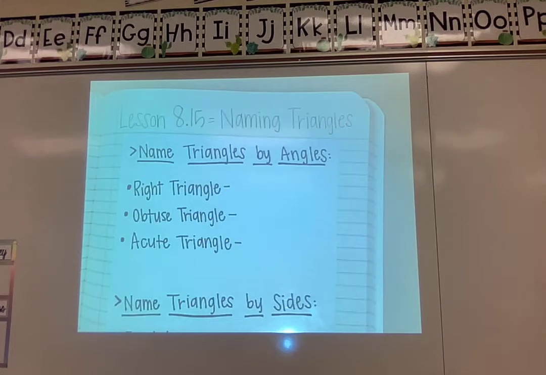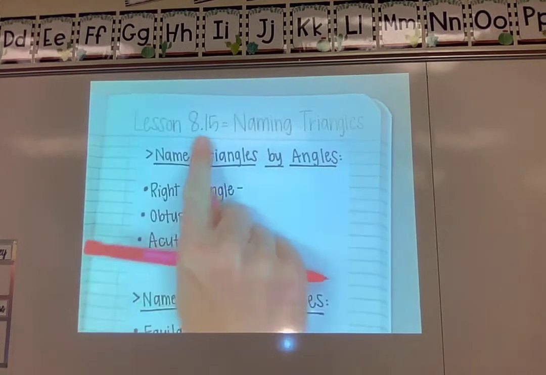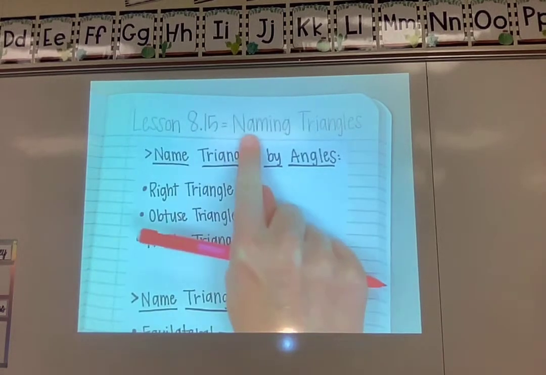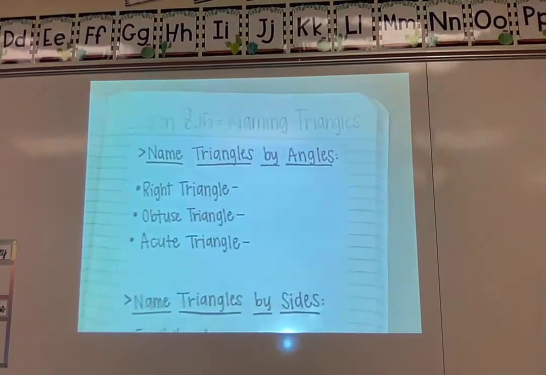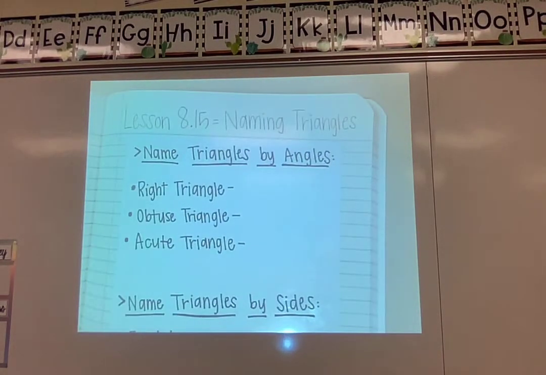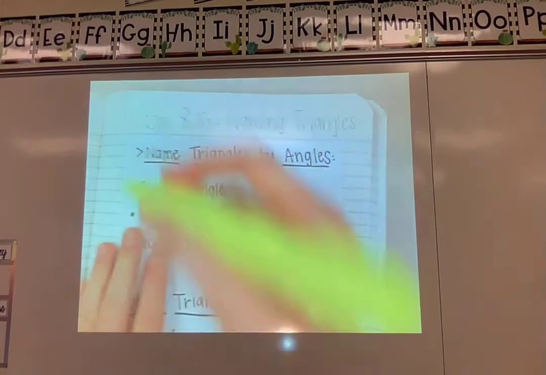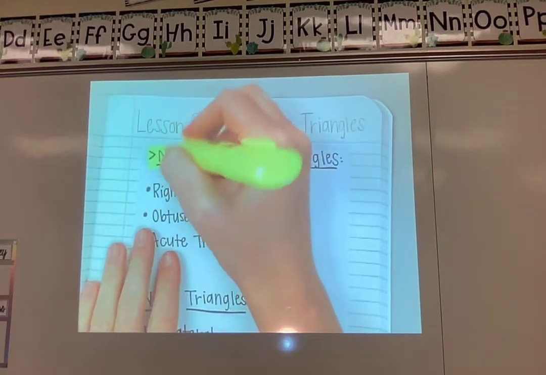Hello, fifth grade. Today in math, we are doing lesson 8.15, and it is over naming triangles. So we are going to use the information that we have learned the last couple of days about angles to look at triangles and give them the proper name. So first, we can name triangles by looking at their angles. So that's what we are going to talk about first.